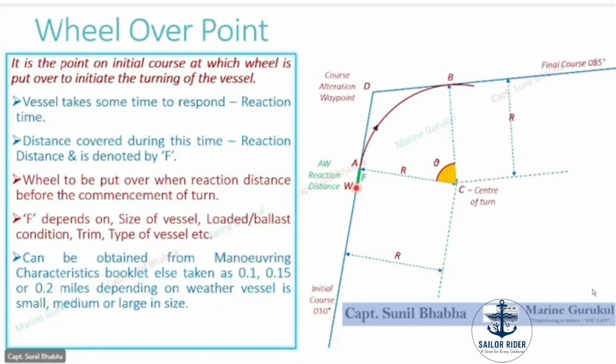The same thing happens if you give the helm angle or the helm order after crossing point W, the vessel has overshot the wheel over point. When it reaches its final track, it will have a cross-track error. It will not reach the final course at point Bravo and will instead have a cross-track error. It is also going to disturb the nearest distance from the center of the turn. So a very, very important point for executing the turn.